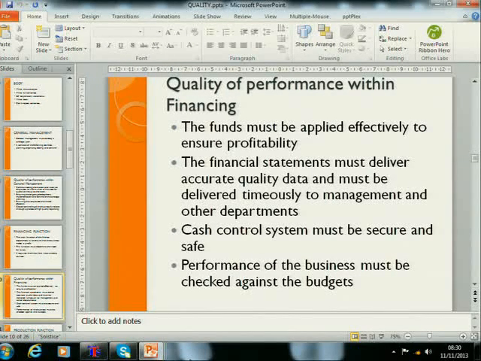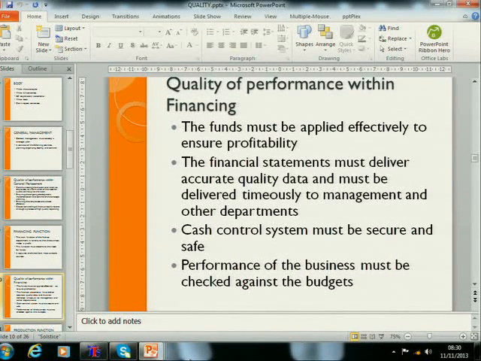Now we've got to talk about quality of performance within financing. First of all, remember that you acquire funds as part of the job that you do in the financing function. You have to acquire funds. Now, for quality, you must ensure that these funds are applied effectively to ensure profitability. They must be put to good use. If you have acquired funds, those funds must be effectively applied so that we always see profitability of the business.